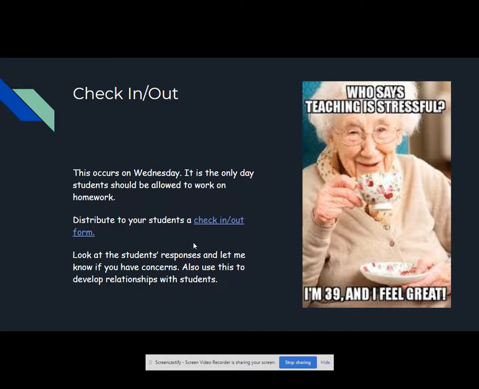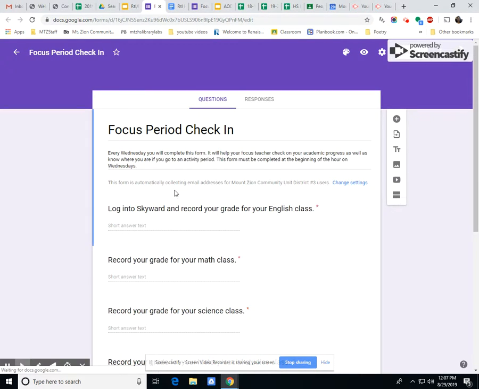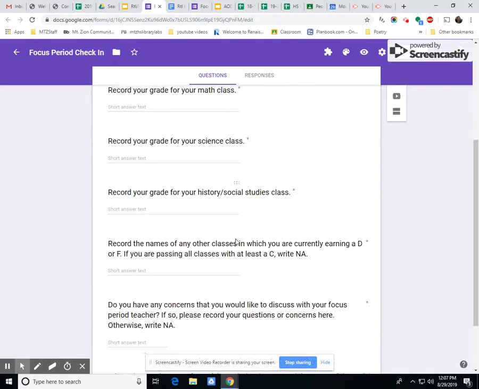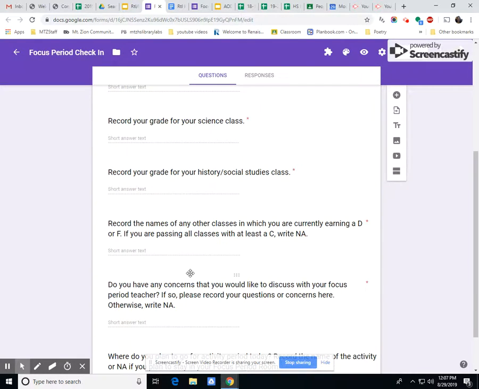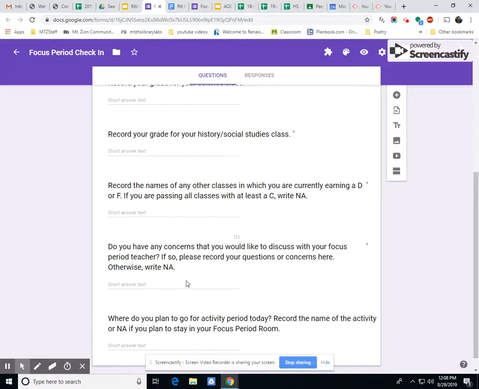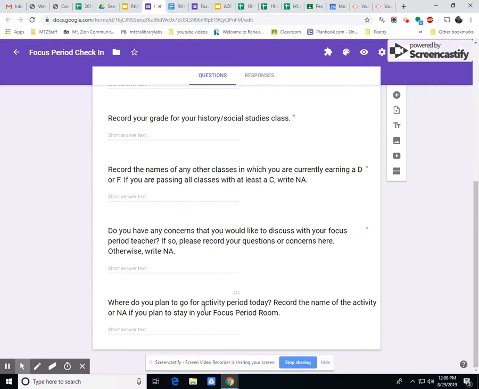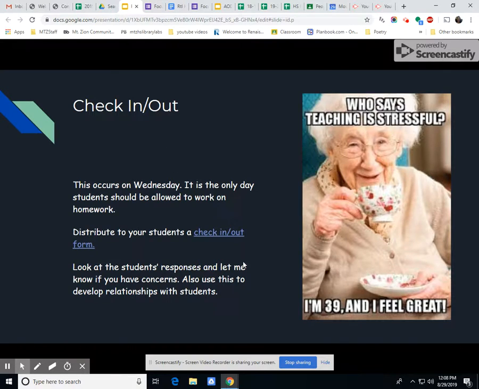If you want more information about the activity period process, you can come talk to me. The check-in and check-out process has a form that you can use. If you choose to use this form, please make a copy of it, but you can see it's pretty self-explanatory. It has them record a lot of their different grades. It also has them record any concerns that they might have. And then we also collected where they were going for activity period. So it was just a way to keep track of them. You can access that form through this link right here.